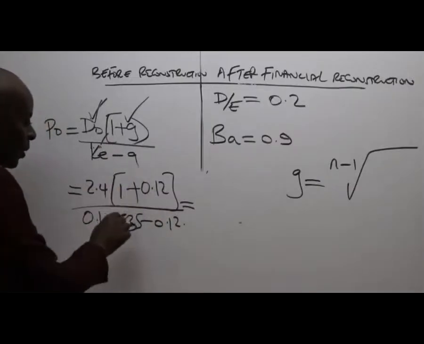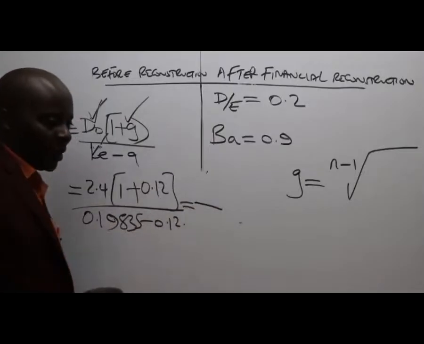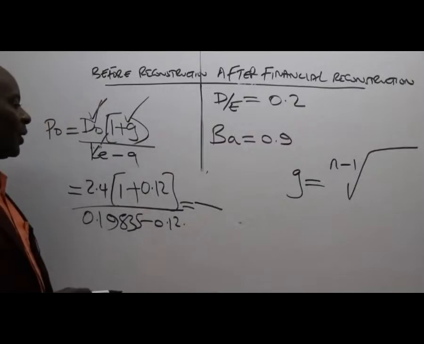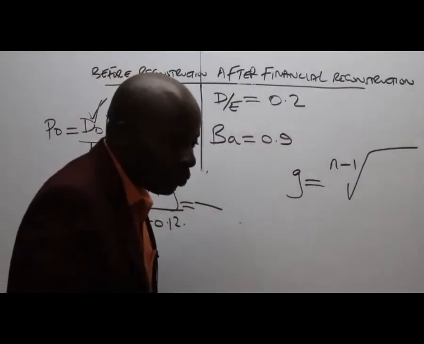Is there somebody who can give us the numerator? It is 2.4 times, open bracket, 1.12. Somebody is giving me a figure of 2.688.